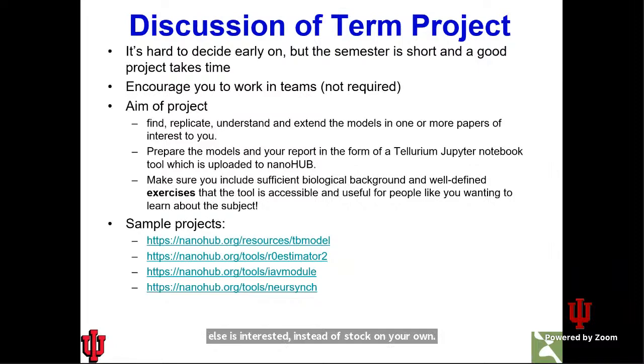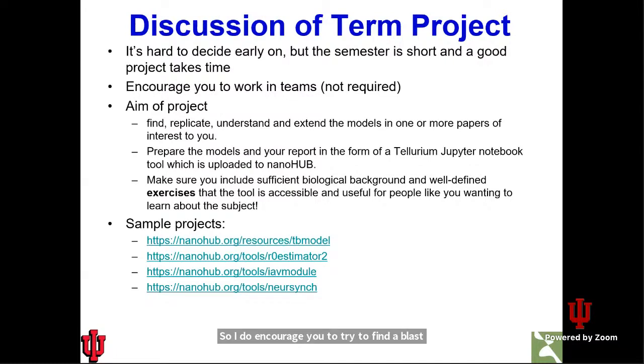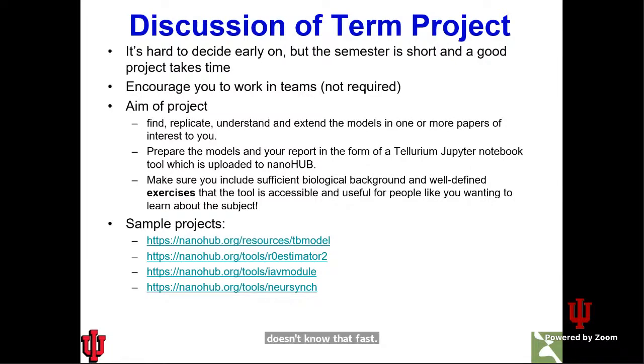But very often, and last semester was an example of this, we had a number of people who looked at vaccination strategies for COVID. And we wound up having 3 separate papers on vaccination strategies for COVID, all of which were very good, by the way. But it might have been easier for people to have worked together and come up with one super paper on vaccination strategies. So I do encourage you to try to find a classmate or two to work with. In particular, if people have complementary backgrounds, somebody's very good at computing and somebody else is very good at biology. Somebody knows a lot of math, somebody doesn't know much math. Those kinds of teams can be really valuable working together.